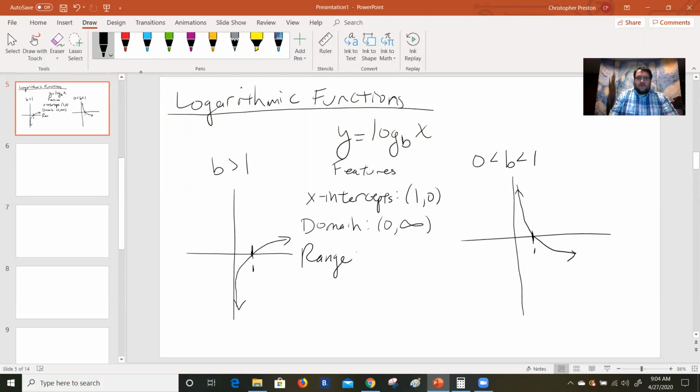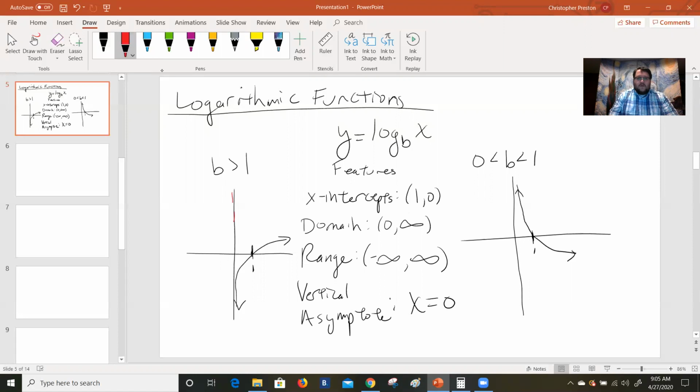Range, all the way from negative infinity to positive infinity. So you can go up and down as far as you want, but you can't go any farther left than almost 0. And the reason why is there is a vertical asymptote at x equals 0. So there's a vertical line right on top of the y-axis that you can approach, but you can't touch.